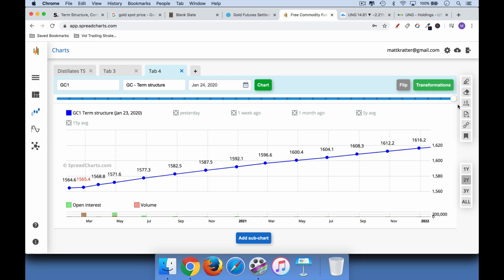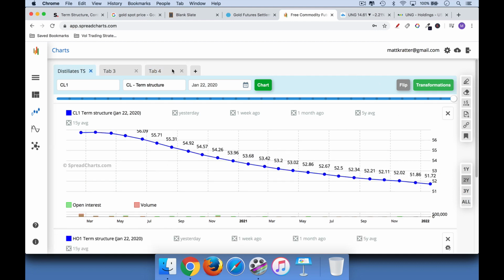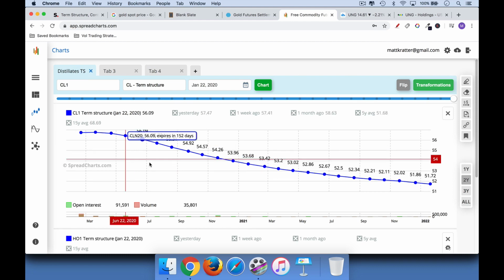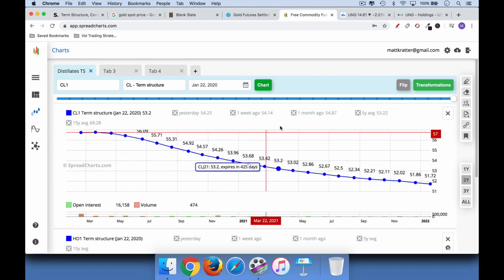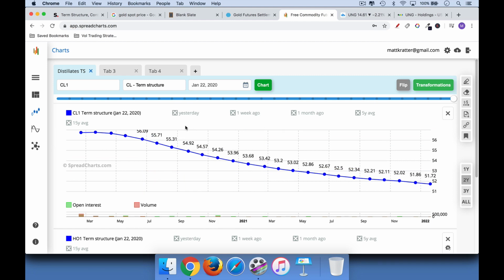Now let's look at the other kind of term structure that you may often hear referred to, and that is called backwardation. So here we have a chart of the term structure of crude oil. You can see CL. And I should mention that the website I'm using here is called spreadcharts.com. They've got a little app that works in your browser. You basically type in the commodity you want, type in term structure and then the date, and then you click chart. And again, these prices are delayed by a day or two. You get the basic idea.